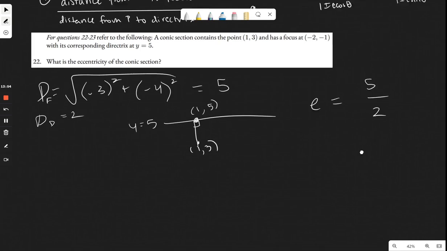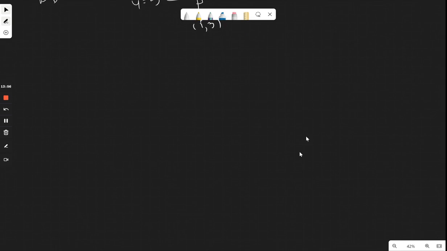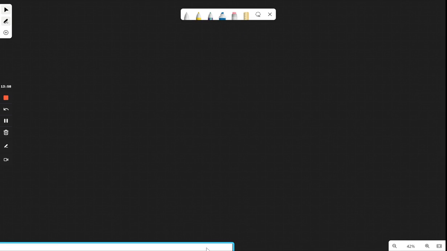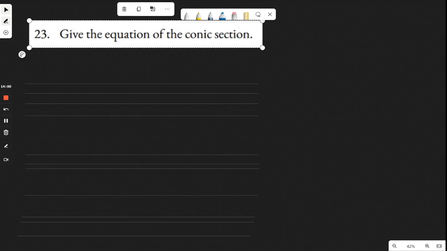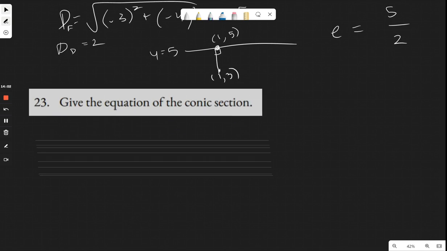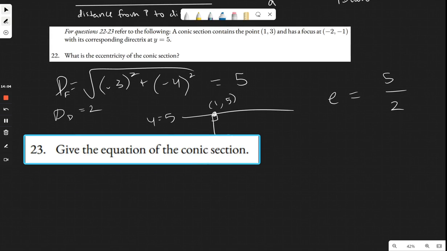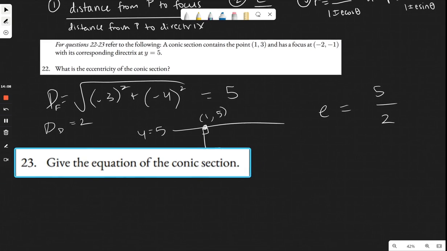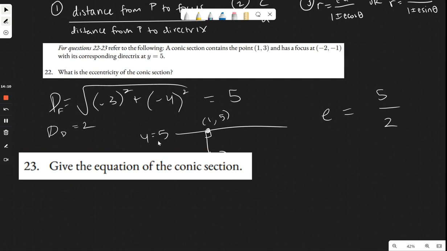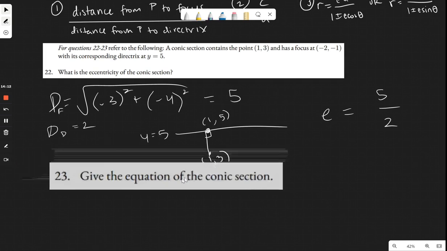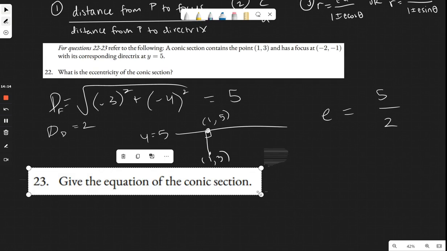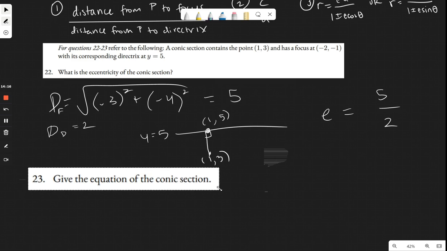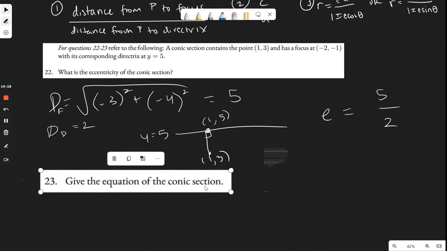Okay, so at this point you might be thinking, this isn't bad at all. And I agree, it isn't. But it's about to get a lot funner. So now we want to get the equation of the conic section, okay? And all we're given are 2 points and the equation of a line. And it's just so cool to me that this is possible. Like, we can get the equation of the entire conic section using just 2 points and a line.